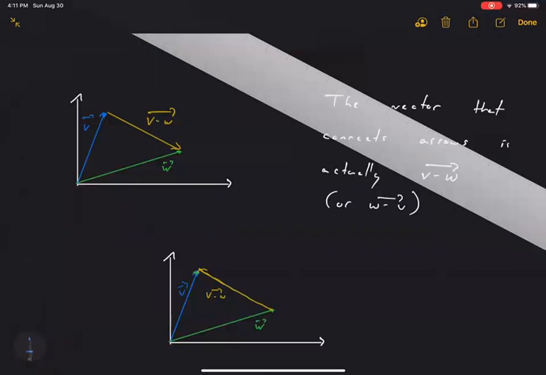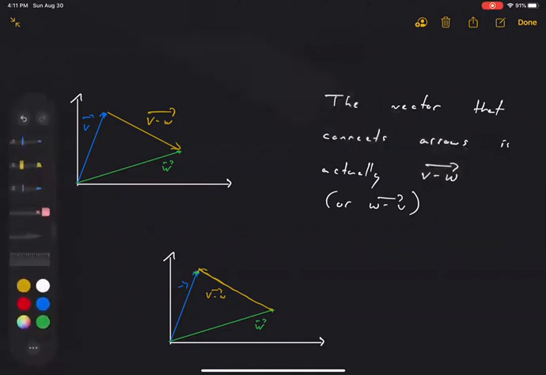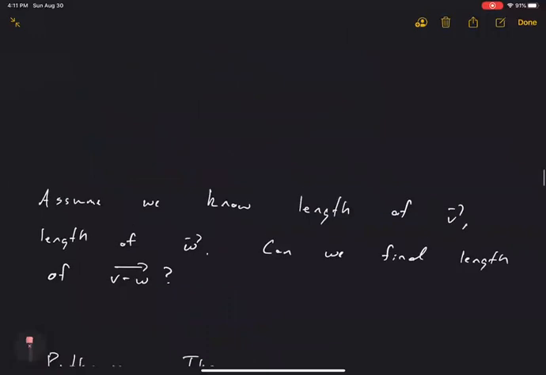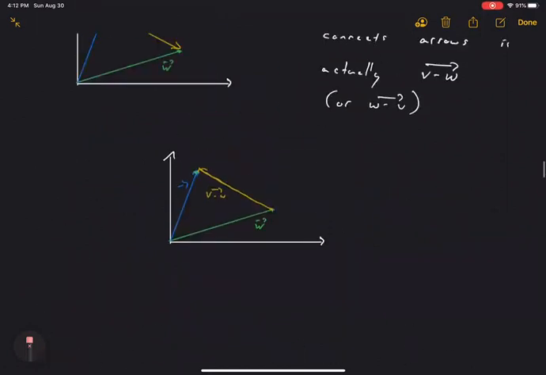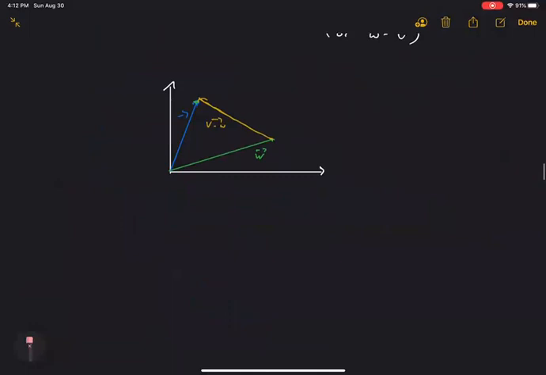So now I have a triangle with three sides. I got v, w, and I got v minus w. So let's assume we know the length of v and we know the length of w. Can we find the length of v minus w without looking at the components of v minus w?